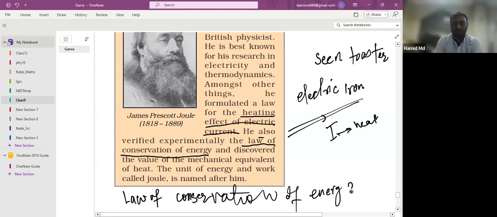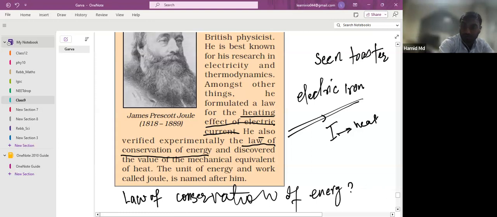You all must know what conservation of energy is. Very famous saying: energy can neither be created nor destroyed. It's only transformed from one form to another form, right? You have heard that energy can neither be created nor destroyed. It's only transformed from one form to another form.